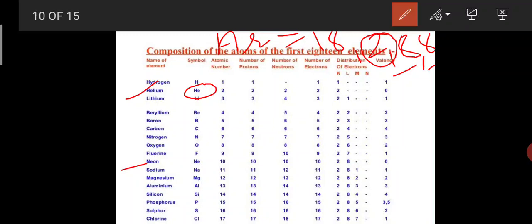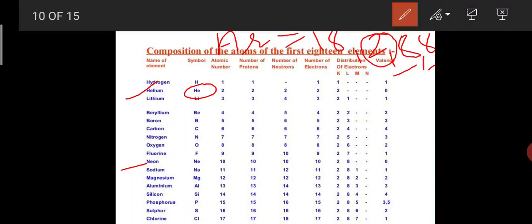Why do noble gases not participate in chemical combination? Because these elements have a completely filled outermost shell. So the element will be chemically unreactive. So these noble gases do not participate in chemical combination.